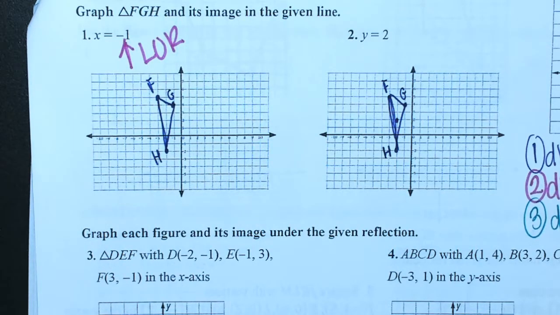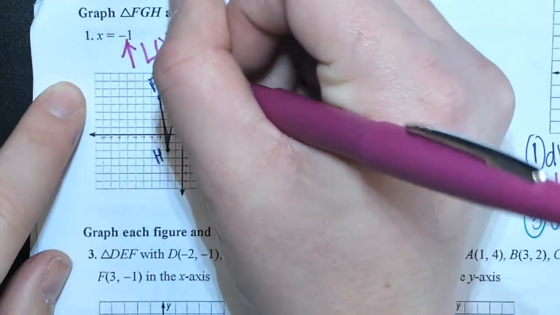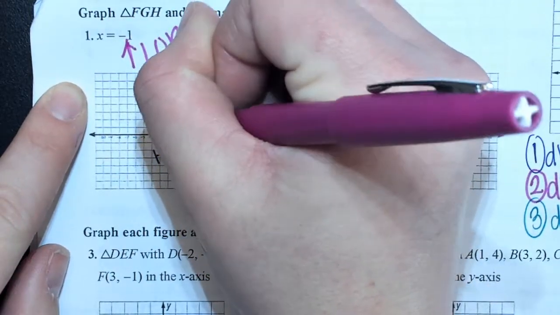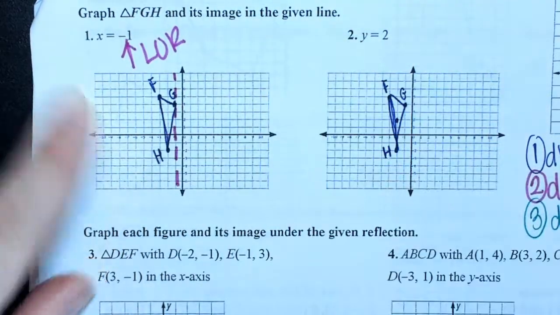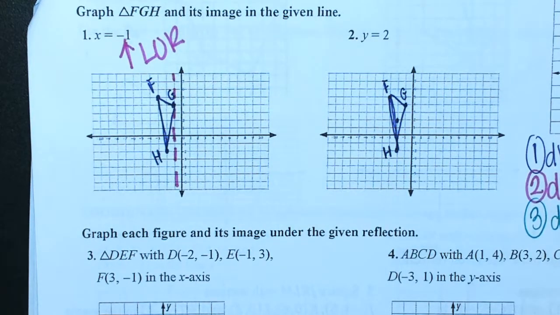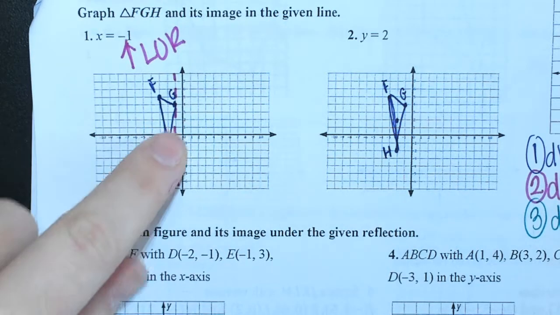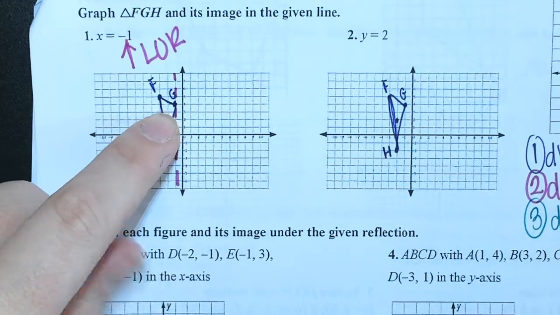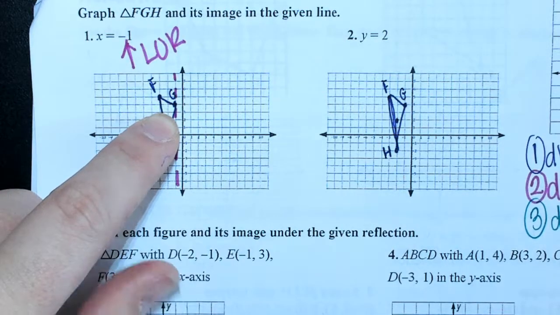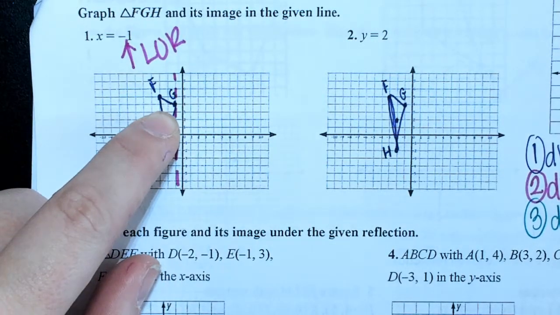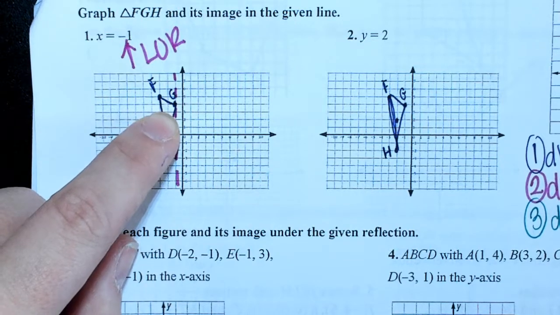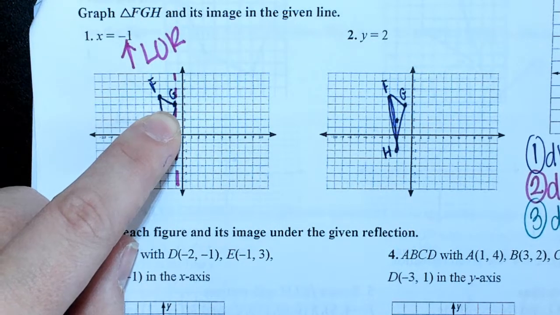It starts with an X, which means it's vertical at -1. So just draw a line. I like to make mine dashed. So this pink dashed line is my line of reflection. Now, when you're reflecting over an image, the two shapes have to be the same distance away from the line. So G is on the line. So G's new spot is going to be on the line. So G stays exactly where it is.